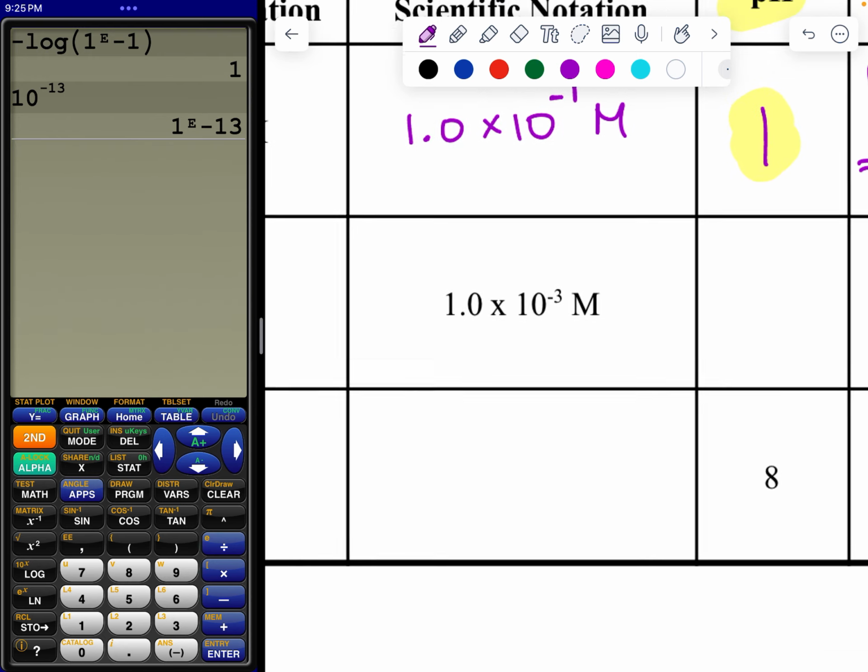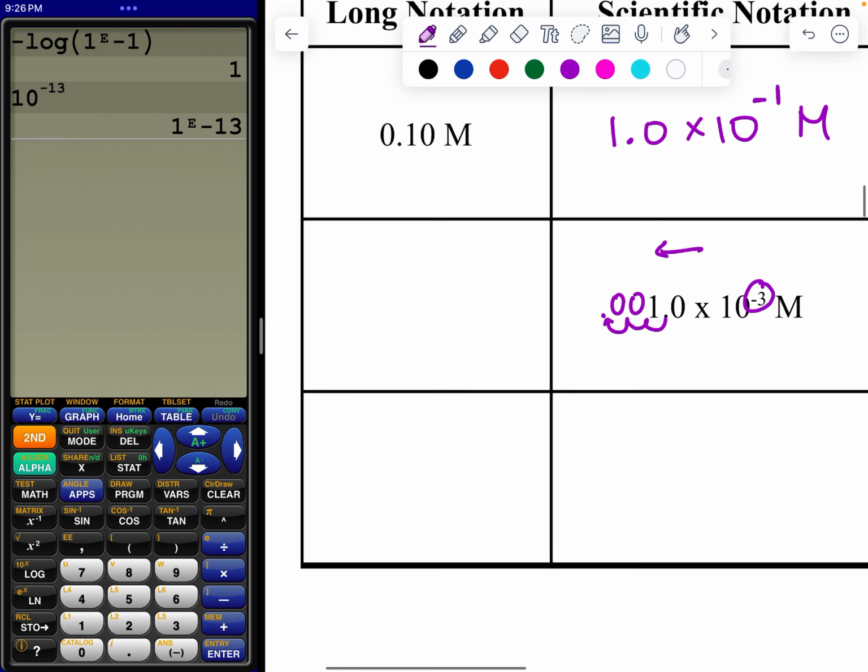So over here, I see that this is a negative 3, which means I'm going to move backward with my decimal, and I'm going to do it 3 times. So it would be 1, 2, 3. All right, so the decimal ends here, and every hump that I create is a 0. So I'm going to end up with a longer notation of 0.001 molar. And those two numbers are the same thing.